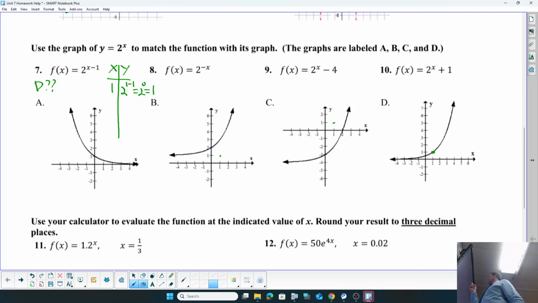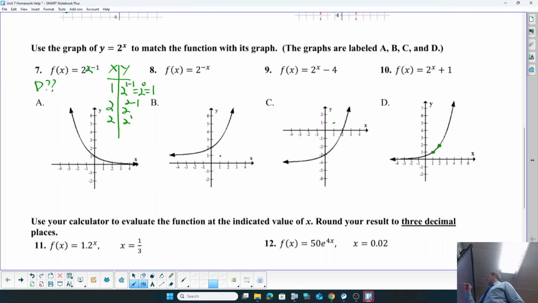So as we go to the right, what's happening? What if I put a 2 in? If I put a 2 in there, that would be 2 to the 2 minus 1, and 2 minus 1 is just 1. So that's over 2, up 2. Over, up 2, I think we found it.